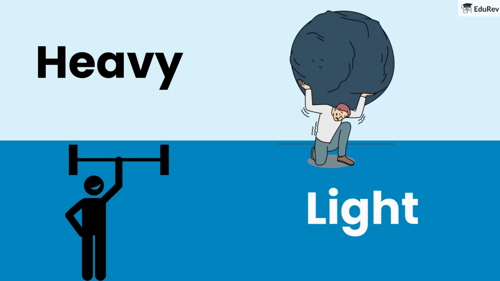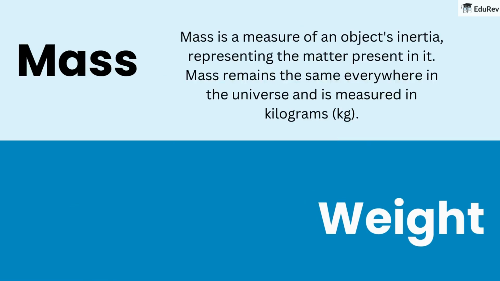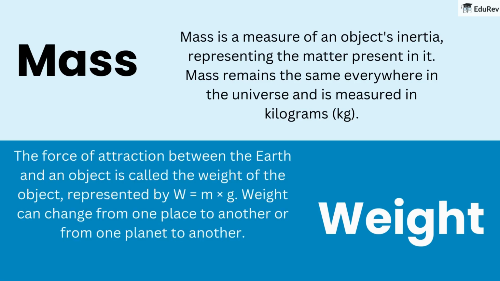Have you ever wondered why some objects feel heavier than others? The answer lies in the concept of mass. Mass is a measure of an object's inertia, representing the matter present in it. Mass remains the same everywhere in the universe and is measured in kilograms, kg. The force of attraction between the Earth and an object is called the weight of the object, represented by W is equal to m times g.